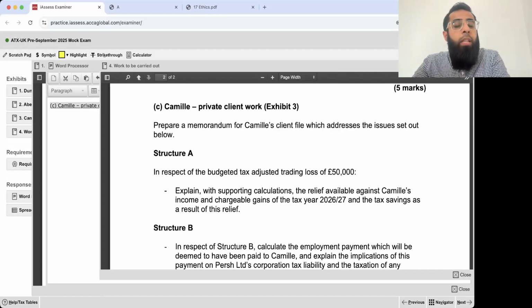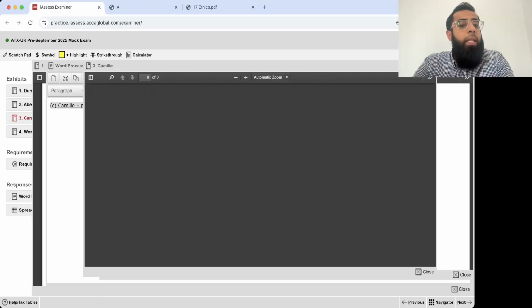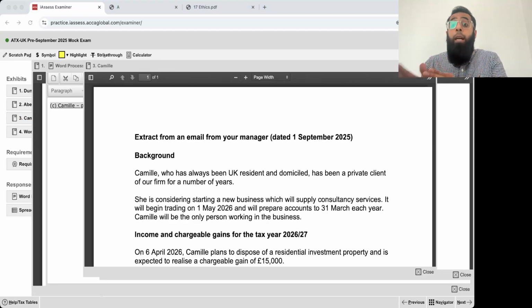So let's read about this part C. Camille, private client work, exhibit 3. Now let's look at exhibit 3 also. We didn't cover it when we were reading the question initially. Extract from an email from your manager dated 1st September 2025. This is exhibit 3 about Camille.